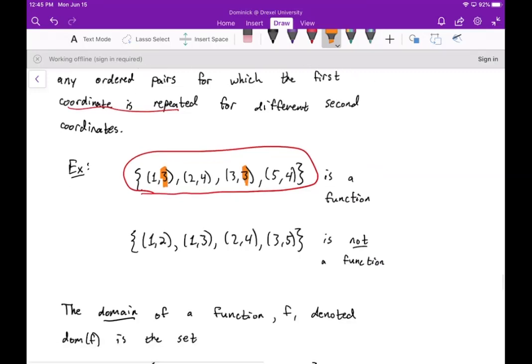Now, the second set given here would not be a function because you have this first coordinate of 1 being repeated for two different second coordinates. All right, so that would not be a function.